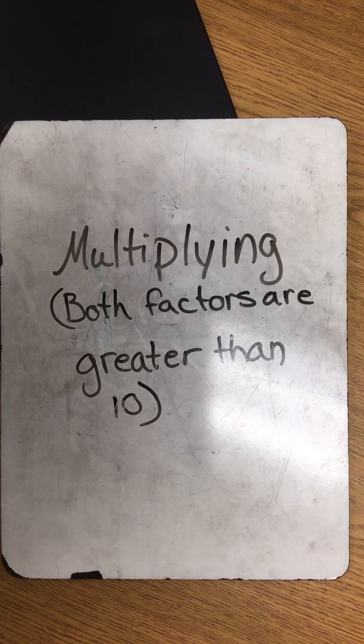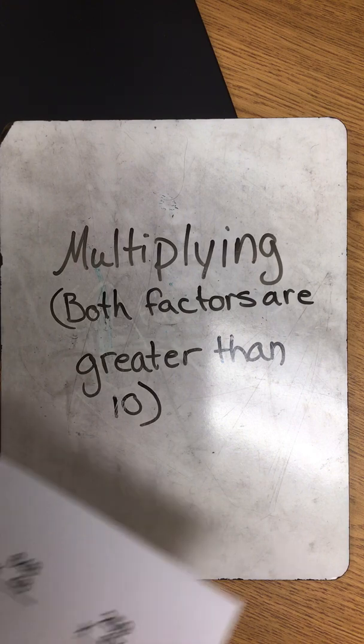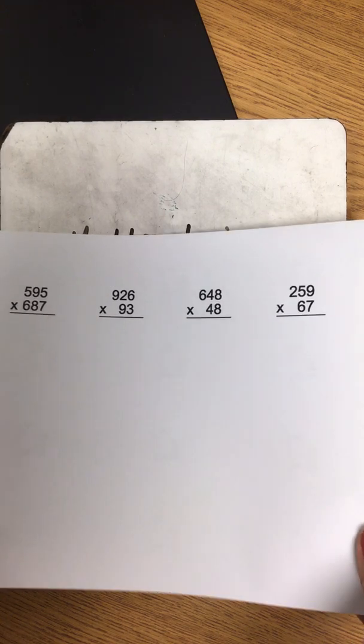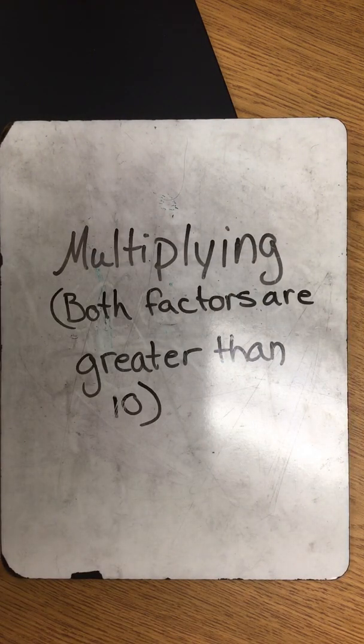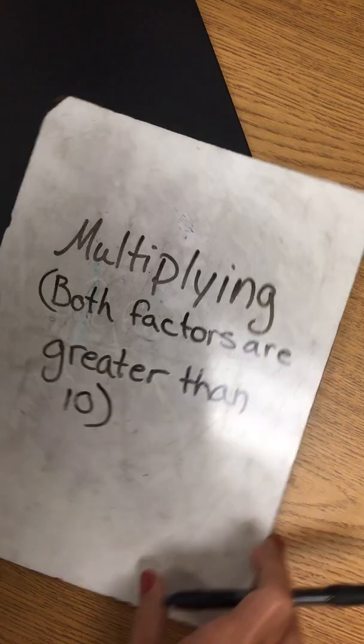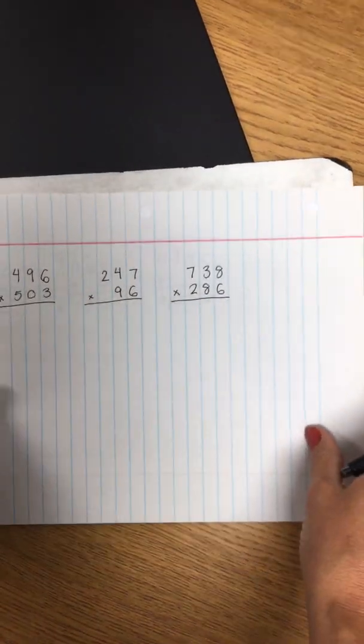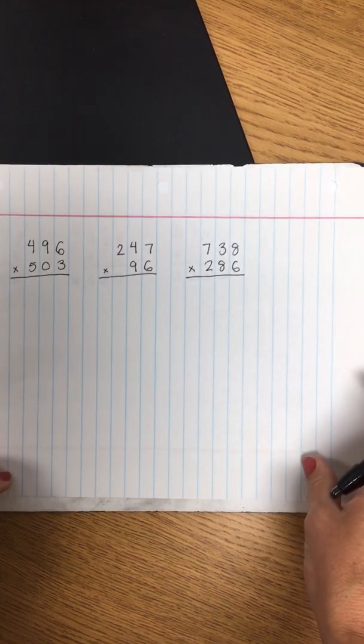All right, we are ready to move on to multiplying when both factors are greater than 10. You will be completing these problems. I wrote out some different ones because I feel like this is a skill we're really going to need to spend some time practicing. I'll start with this one right here in the center.